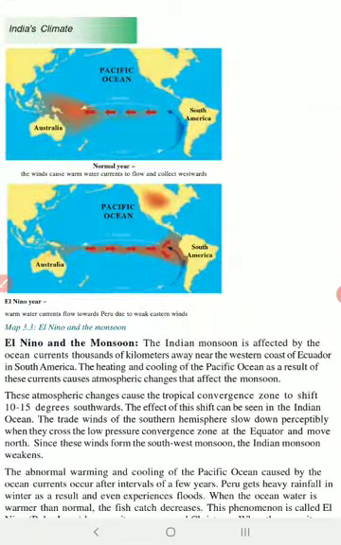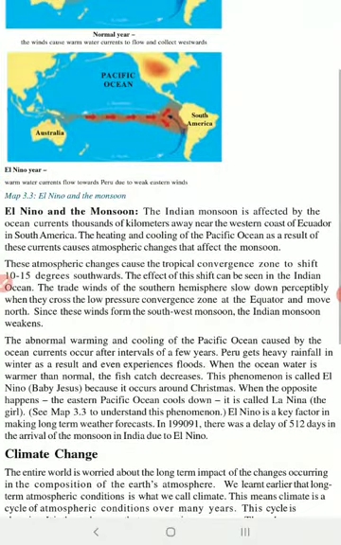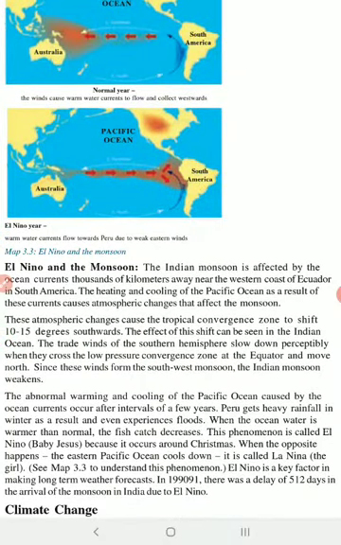Now we will move on to the second important thing, El Nino and the monsoon. This is very important. You should know what El Nino is, because El Nino is what decides the predicting of the season for a longer period of time.